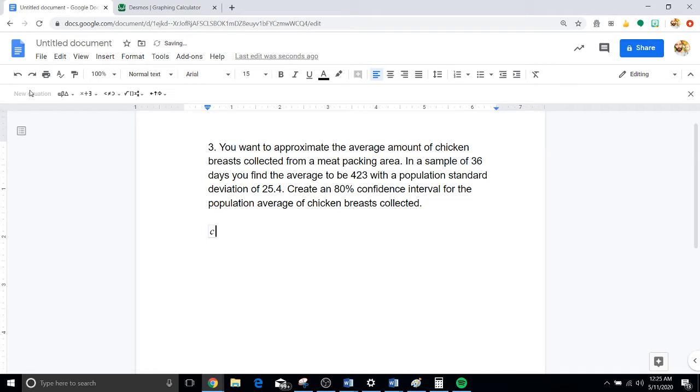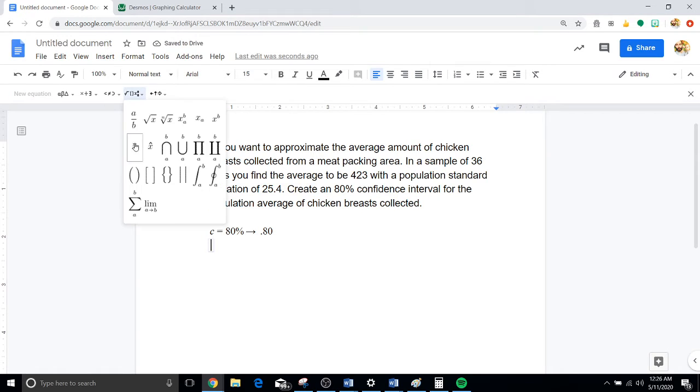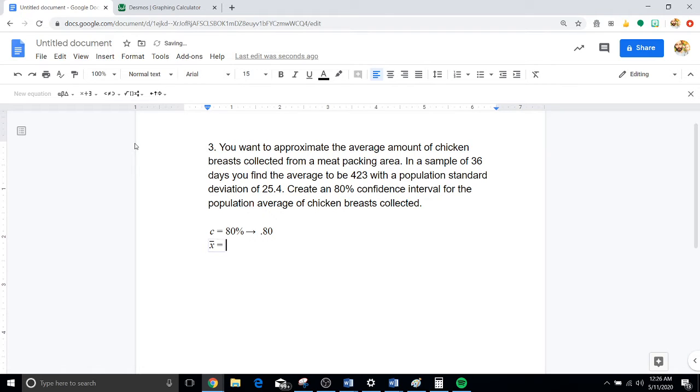Well, we do know our confidence level, which is C, and that is going to be equal to 80%, or in other words, it is going to be equal to 0.80. As you all should know by now, that's going to be useful to us later. Next up, let's write out our average. Remember, our average is called X bar, and that is going to be equal to 423. Next up, we need to write down our standard deviation. Now remember, this is a population standard deviation, so we're going to use sigma to describe it, and that is going to be equal to 25.4. That's all the information it gives us, but that's all we actually need.